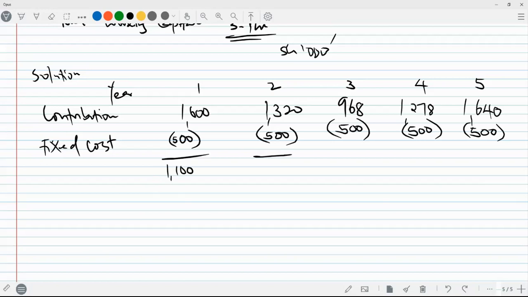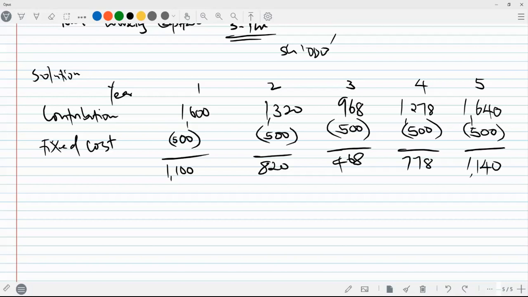Therefore, this is 1.1 net, which is equal to 820. This is equal to 468. This is equal to 778. And 1140. Confirm those figures. They're true. Okay, fair enough.